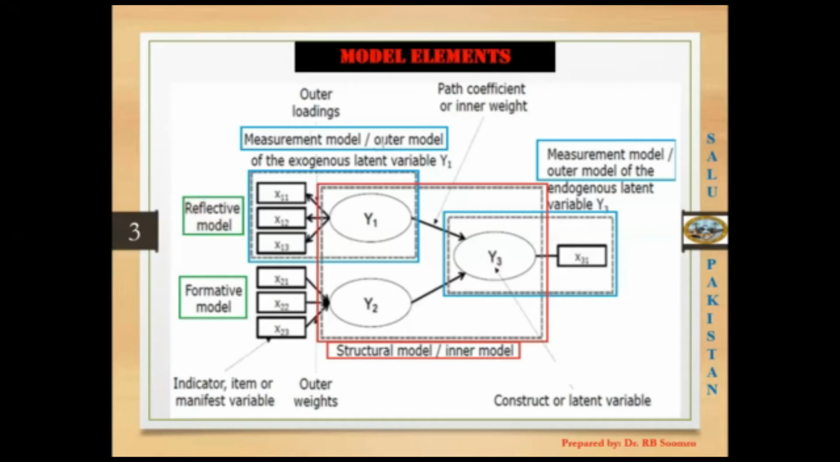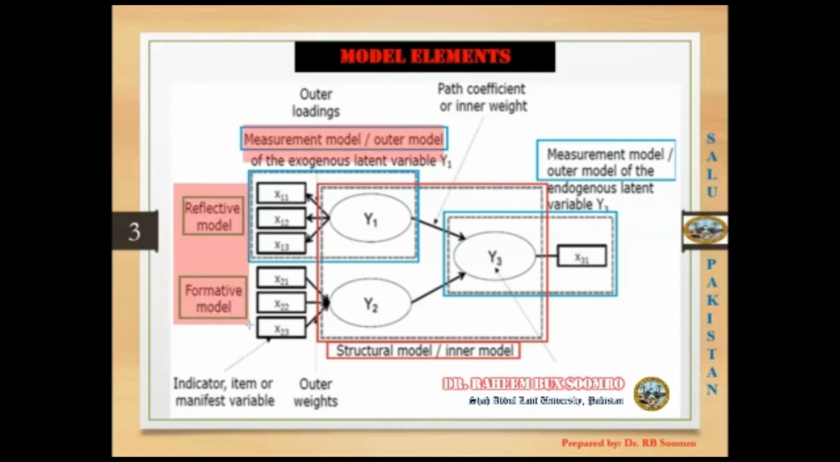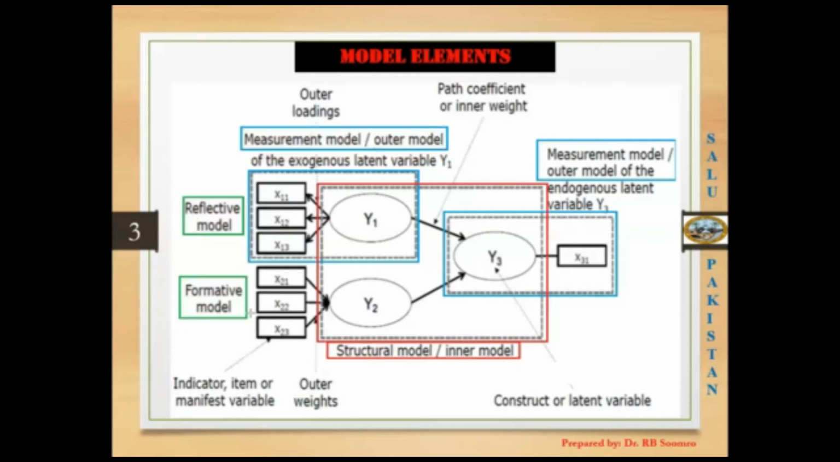Basically there are 2 models. The measurement model, which alternatively we call the outer model, and the structural model, which alternatively we call the inner model. The measurement model has 2 types: one is the reflective model and the other is the formative. When we combine the reflective and formative, it becomes the measurement model. But in this video, I'm only talking about the structural model, to test whether a structural model is valid or not. Let's see what we are going to do in the structural model.